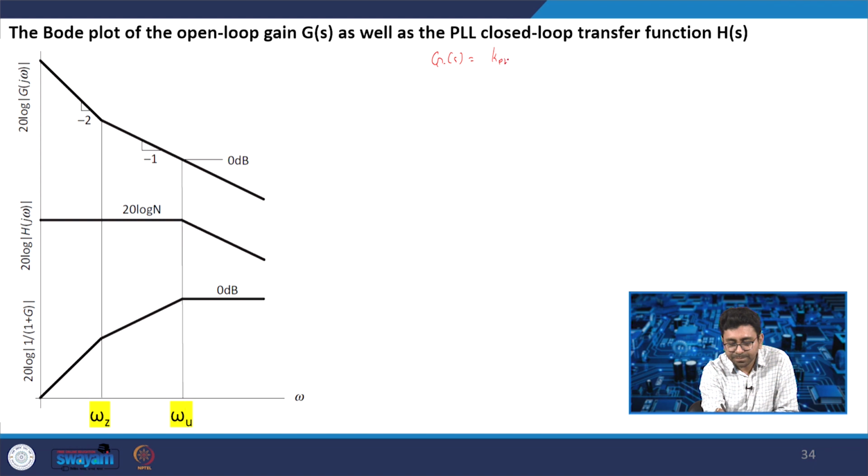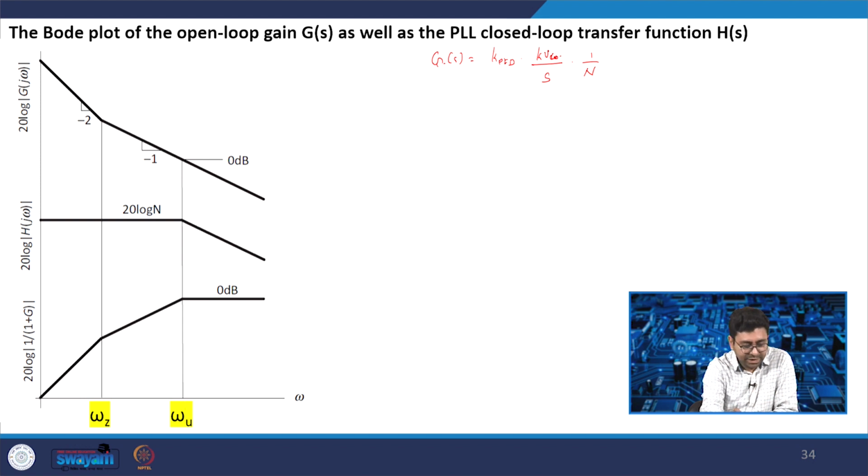So, here G(s) can be given by K_PFD, that we have already defined, into K_VCO divided by s, into 1 by N. So, this is the G(s) transfer function of this receiver, and what we are adding is a 1 by N.